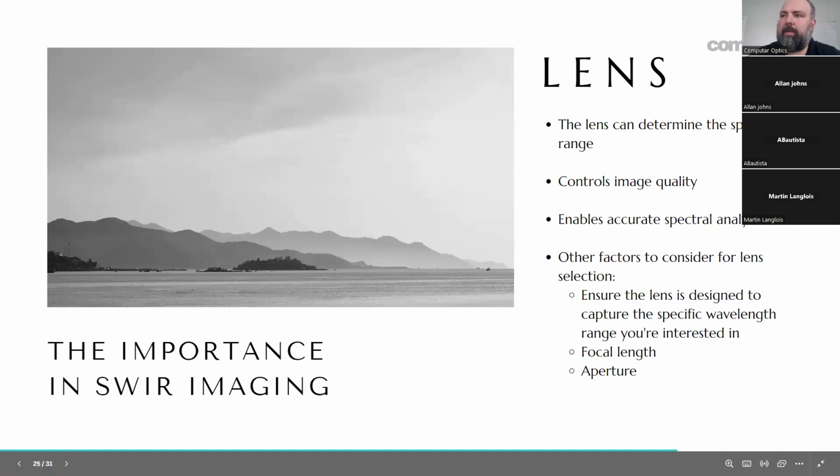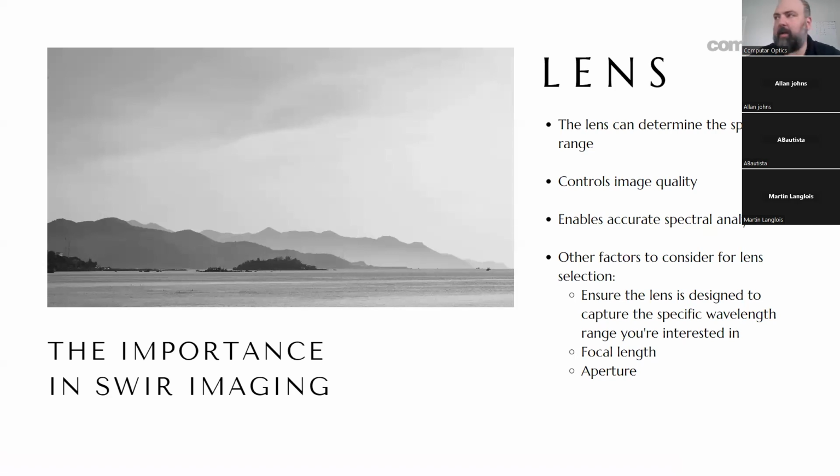All right, so what is the importance of lenses in SWIR imaging? I'm the lens guy, so I'm going to say lenses. Lenses can determine the spectral range. They also control the image quality, right? If you don't have a great lens in that SWIR spectrum that has great resolution, your images are not going to be that great. It enables accurate spectrum analysis, so you can choose the lens based on the type of spectrum area that you want, in this case SWIR. Another factor to consider is ensuring the lens is designed to capture a specific wavelength. That would not be cool if you didn't get that one. And then focal length and aperture are things to think about, especially in your application.